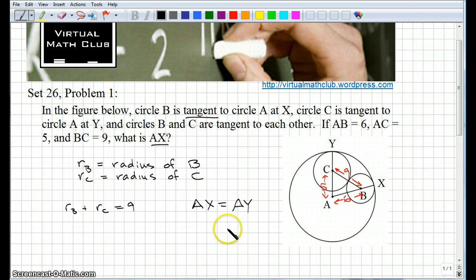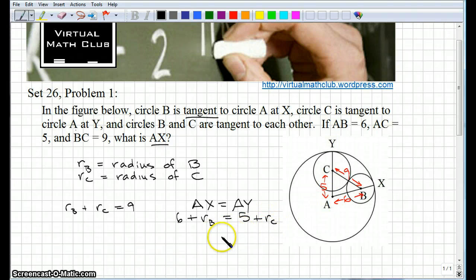And we could also write AX as just 6 plus RB. So I can just rewrite that as 6 plus RB, and that's equal to 5 plus RC. You see how I got that? It's just because the radius of A has to be the same no matter where you draw it. So that gives us another equation.